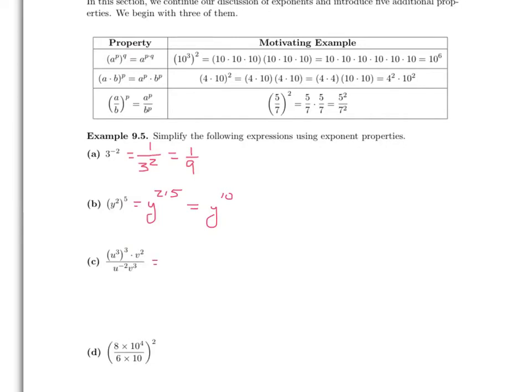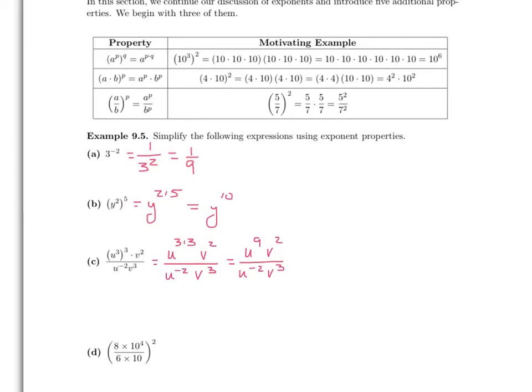U cubed raised to the 3rd power should remind you of this property right here because you have a number raised to a power raised to another power. So you should be able to simplify this by taking u and raising it to the product of these two powers. This is multiplied by v squared, and the whole thing is divided by u to the negative 2 v cubed. In the numerator we have u to the 9th v squared, over u to the negative 2 v cubed.